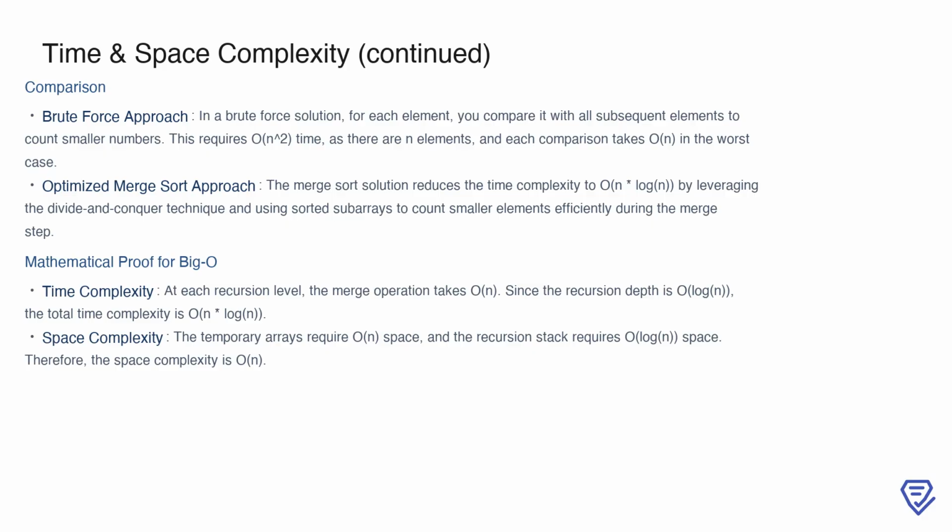In the brute force method, for each element, you check all subsequent elements to count smaller numbers. This requires n squared time because there are n elements, and each comparison takes n in the worst case. In contrast, the optimized merge sort solution reduces the time complexity to n * log n by using a divide and conquer strategy. It efficiently counts smaller elements during the merge step, leveraging the fact that the subarrays are already sorted.